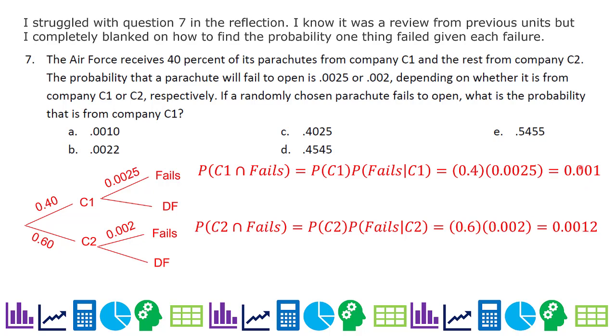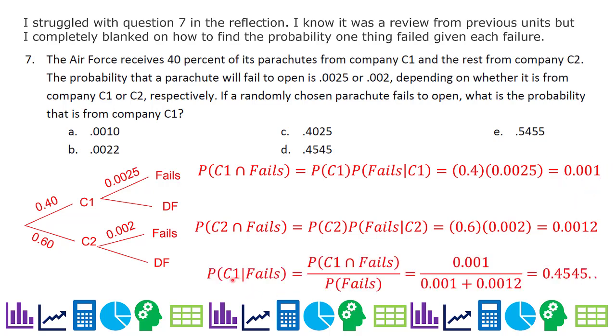So the probability that a parachute fails in total are these two put together, and we'll just figure out what proportion this is of the total. So the probability that it's from company 1, given that it fails, is the probability that it's company 1 and fails divided by the probability it fails. Remember, this is on your math chart on the front. So when you do 0.01 over the sum here, you get the same answer, 0.4545.